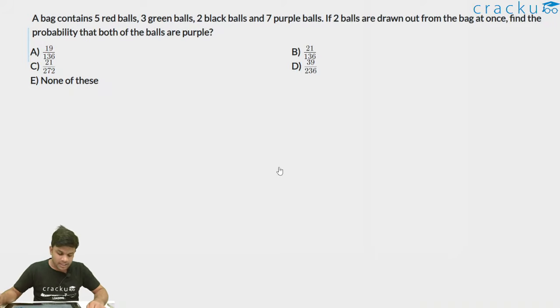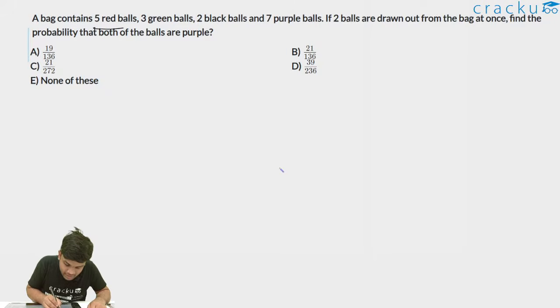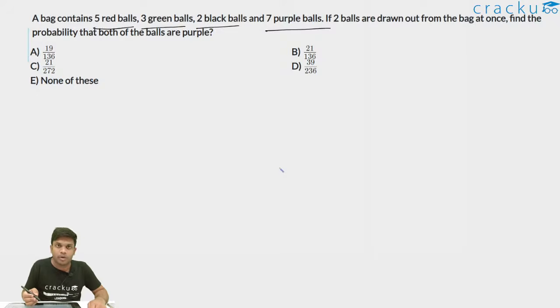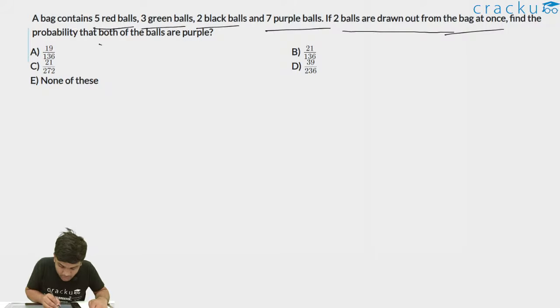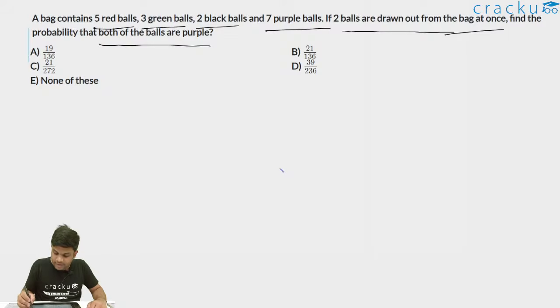So in this question it is said that a bag contains 5 red balls, 3 green balls, 2 black balls and 7 purple balls. Two balls are drawn out from the bag at once. That means in a single go, two balls are being drawn. Find the probability that both the balls are purple. So if two balls are drawn out from the bag at once, that means at the same time we are drawing out two balls.